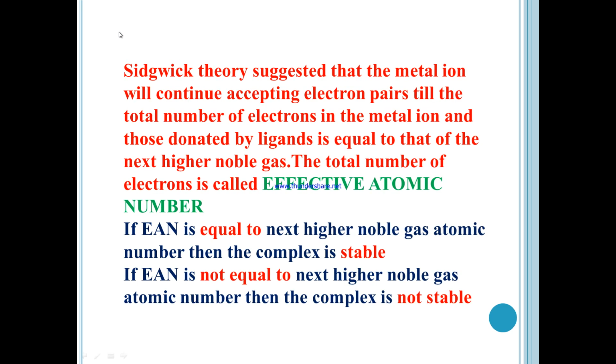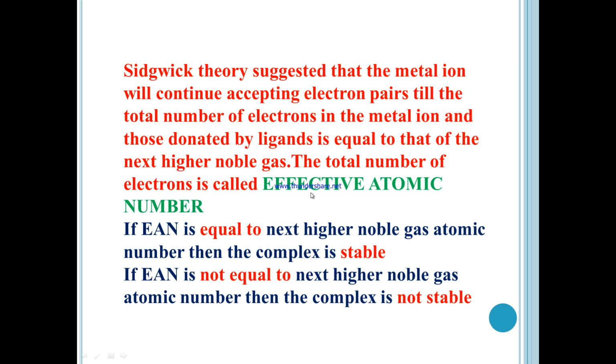So Sidgwick theory suggested that the metal ion will continue accepting electron pairs till the total number of electrons in the metal ion and those donated by ligands is equal to that of the next higher noble gas. The total number of electrons is called EAN, the effective atomic number. So the rule of calculating the effective atomic number is called the EAN rule.